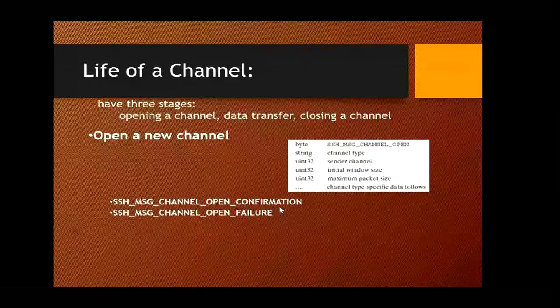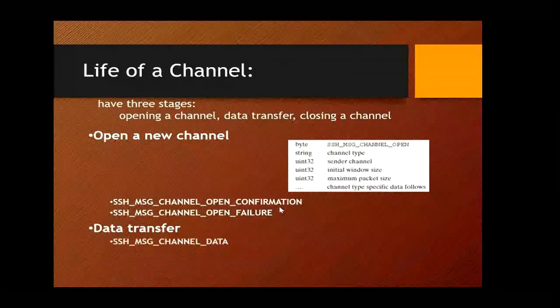Once the channel is open, the next step is the data transfer. Here the data transfer is performed using SSH_MSG_CHANNEL_DATA, which includes the recipient's channel number and a block of data that will be transferred. Both of these messages, opening a channel and data transfer, can occur in both directions. The data transfer may continue as long as the channel is open.